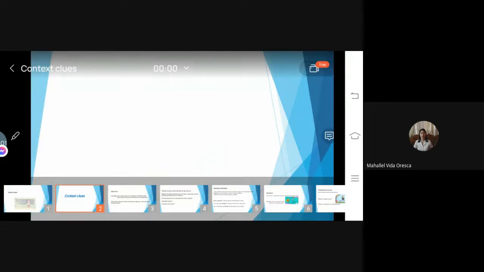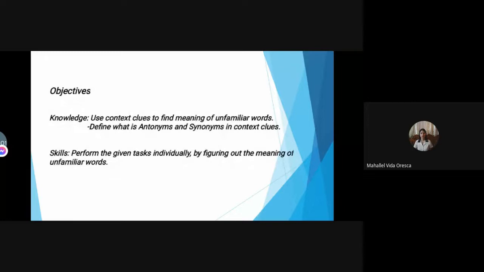Our topic for today is context clues. But before we proceed to our lesson, let's have a short recap. But before that, let me introduce you the objectives for this lesson. Use context clues to find meaning of unfamiliar words. Define what is antonyms and synonyms in context clues. Perform the given task individually by figuring out the meaning of unfamiliar words.